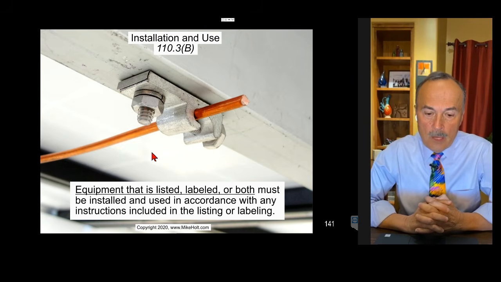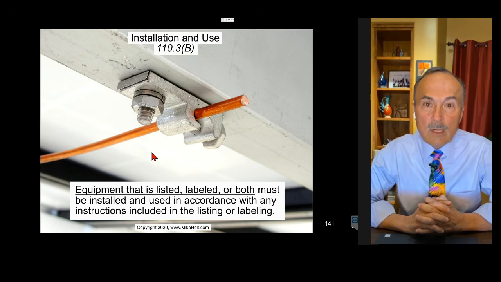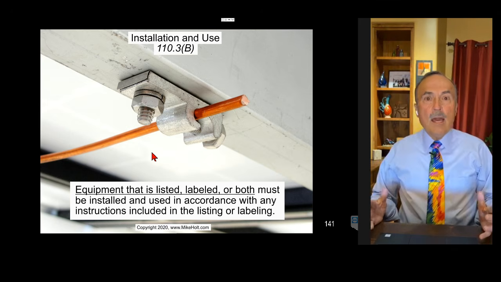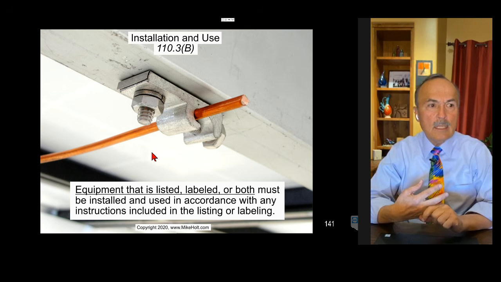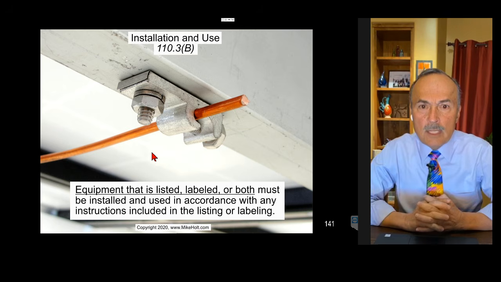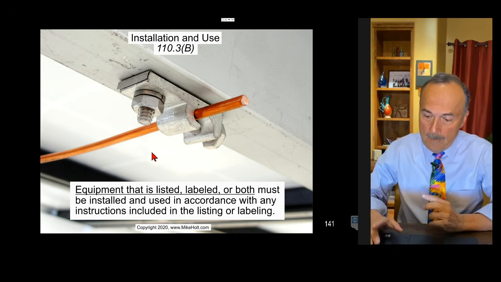110.3(B), equipment that is listed, labeled, or both must be installed and used in accordance with any instructions included in the listing or labeling. So when you buy a product, it's going to have a little book, and it's going to tell you all kinds of information, wire size, breaker size, whatever the case may be. Then you have to follow those instructions.